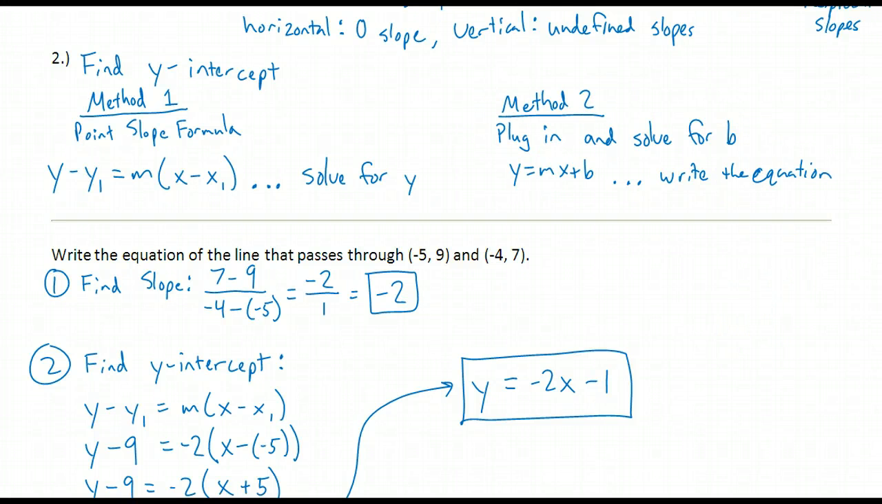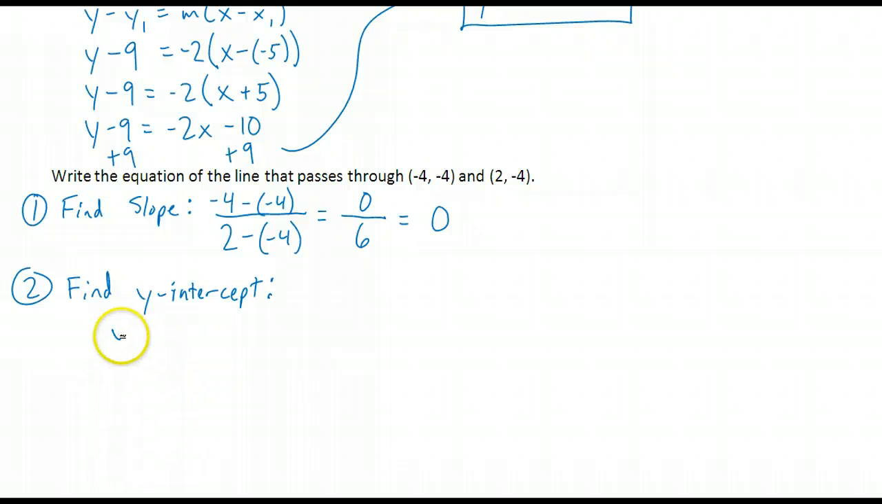in the second example. Method 2 starts with y equals mx plus b. And I plug in the things that I know have to be true. My slope has to be 0. And now I know a couple other points. When x is negative 4, y has to be negative 4. When x is 2, y has to be negative 4. I can pick either one of these 2 points and think of these as input-output functions. I can plug in negative 4 for x and output negative 4 for y.